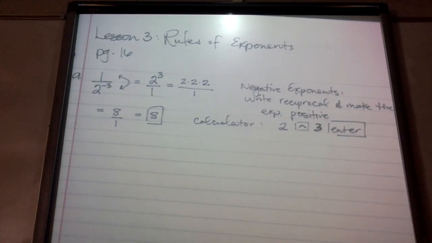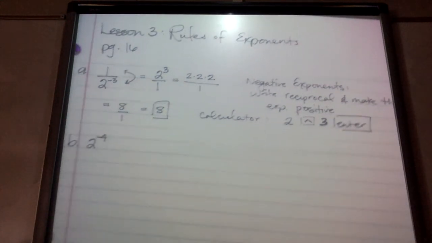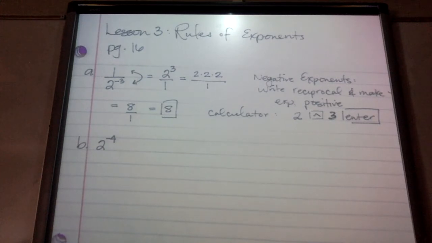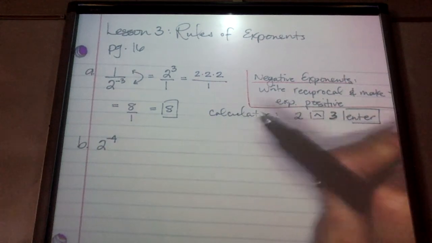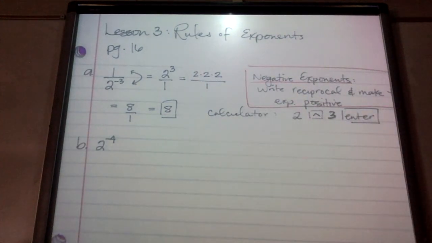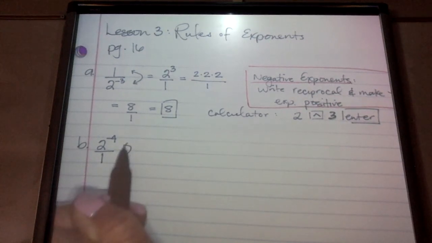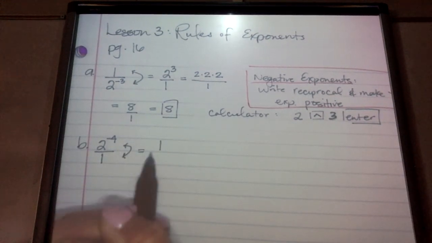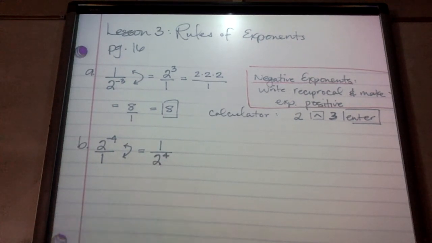Okay? Next part, so B, they want us to simplify 2 to the negative 4. Now again, we're going to do the same thing. Okay, I'm going to underline this, sorry. I'm going to write the reciprocal, and you might be like, but I don't have a fraction. You do. Remember, the invisible denominator is a 1. So the first thing I'm going to do is flip this. So 1 goes to the top, and 2 to the negative 4th now becomes 2 to the positive 4th.